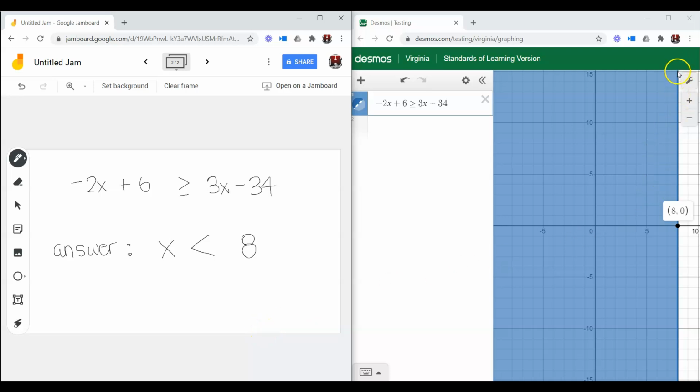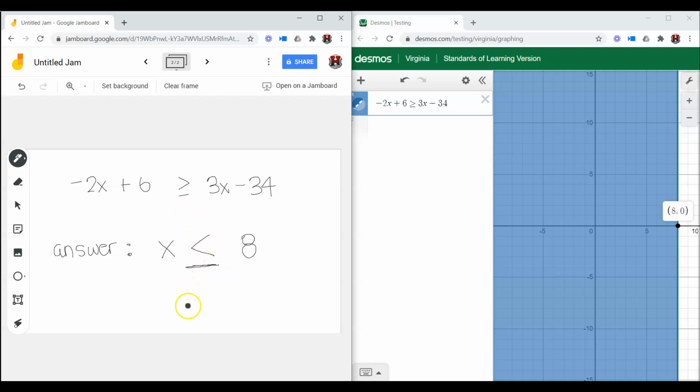Now, I need to know whether to underline that symbol or not. So I look at the line that's drawn over here on my graph, and I notice this time it is not dotted. It is solid. A solid line is like a closed circle and means that this should be underlined.